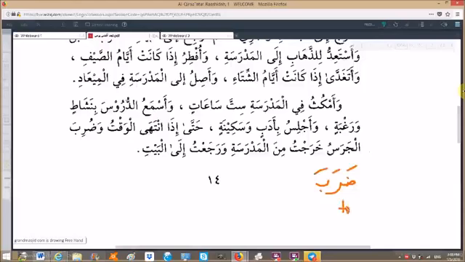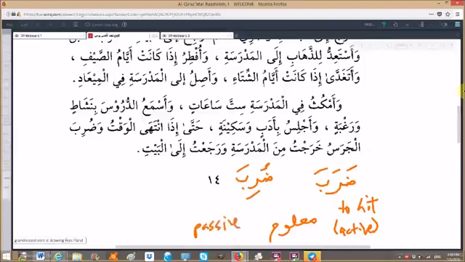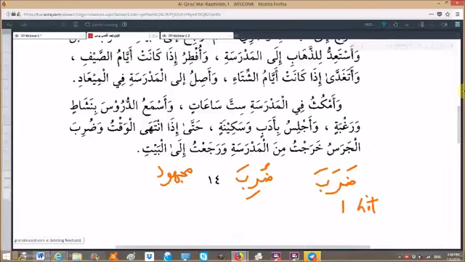Daraba means to hit. In English, we would call this the active case. In Arabic, we say ma'loom, known. Whereas duriba, as we have here, in English we would say passive. In Arabic, we would say majhul, unknown, because the doer of the verb is unknown here. Daraba, he hit. We know who hit. We don't know who he hit, but he hit. Whereas in duriba, we know what was hit, but we don't know who did it.